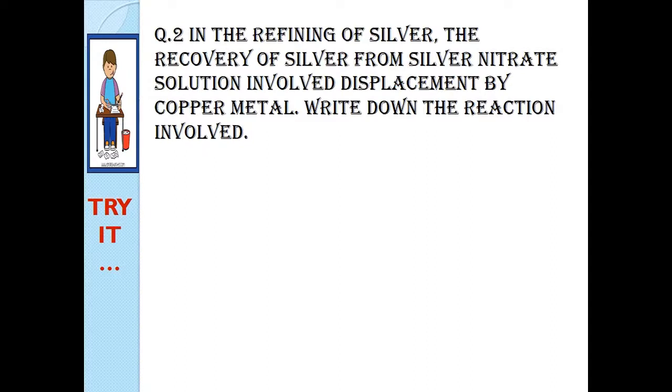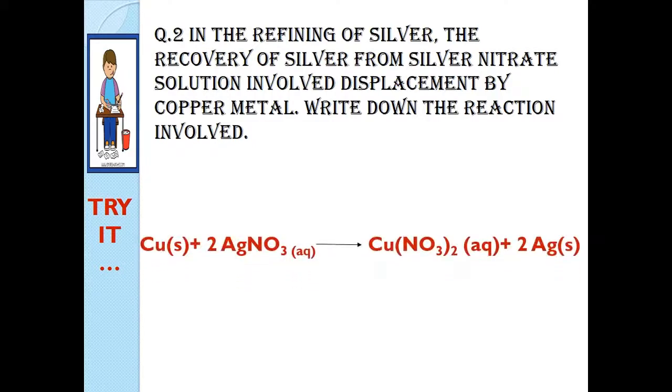Next question. In the refining of silver, the recovery of silver from silver nitrate solution involved displacement by copper metal. Write down the reaction involved. You can pause your video here to get time. Now tell your answer. This is the equation involved. Copper reacts with silver nitrate to form copper nitrate and silver.